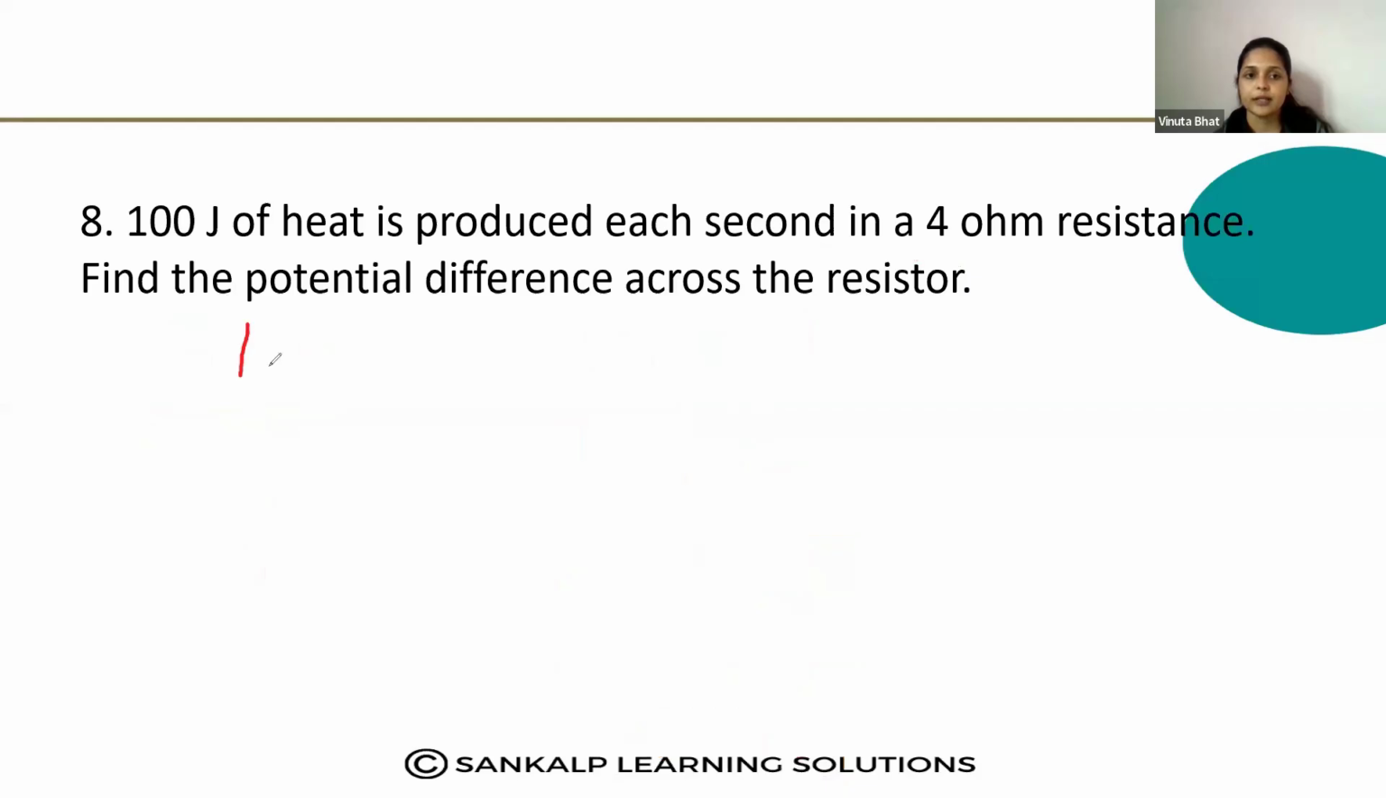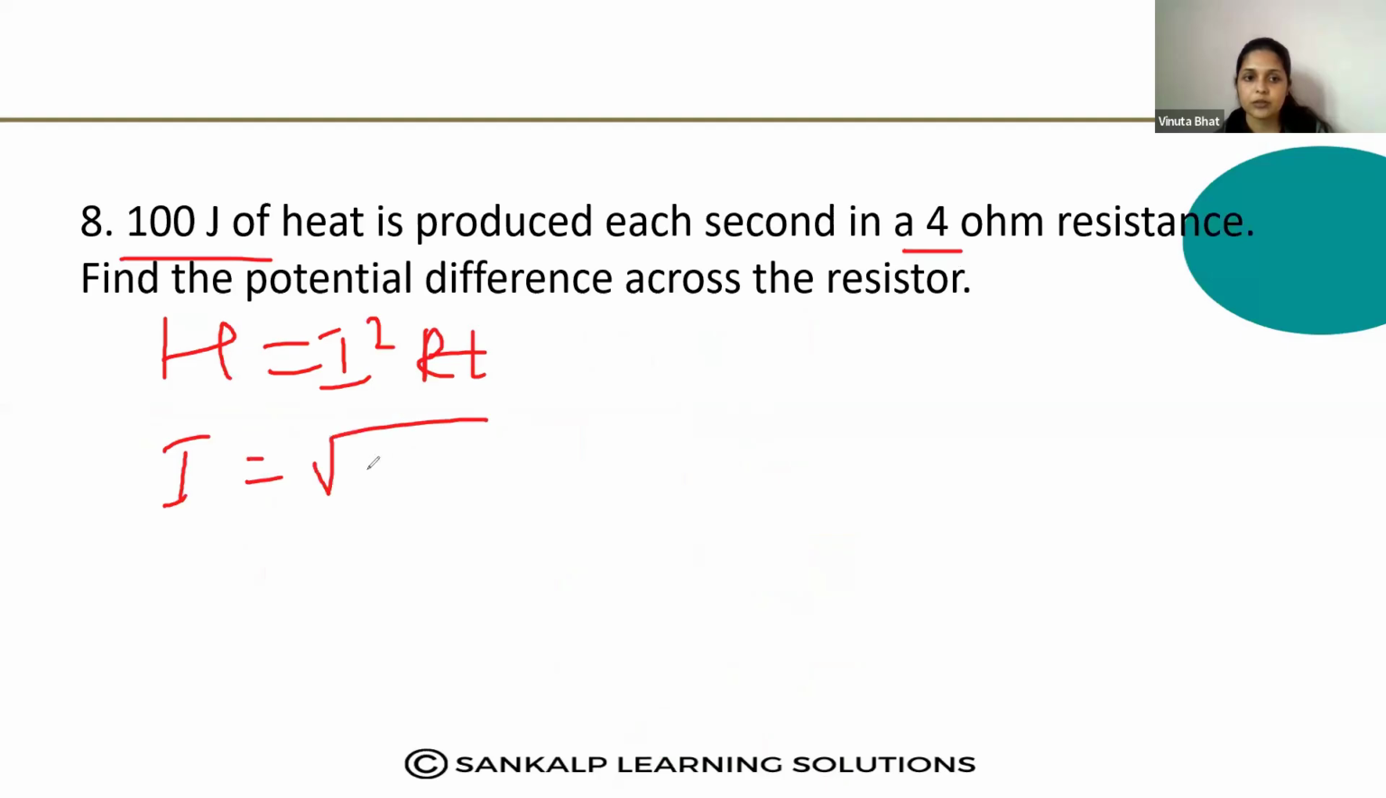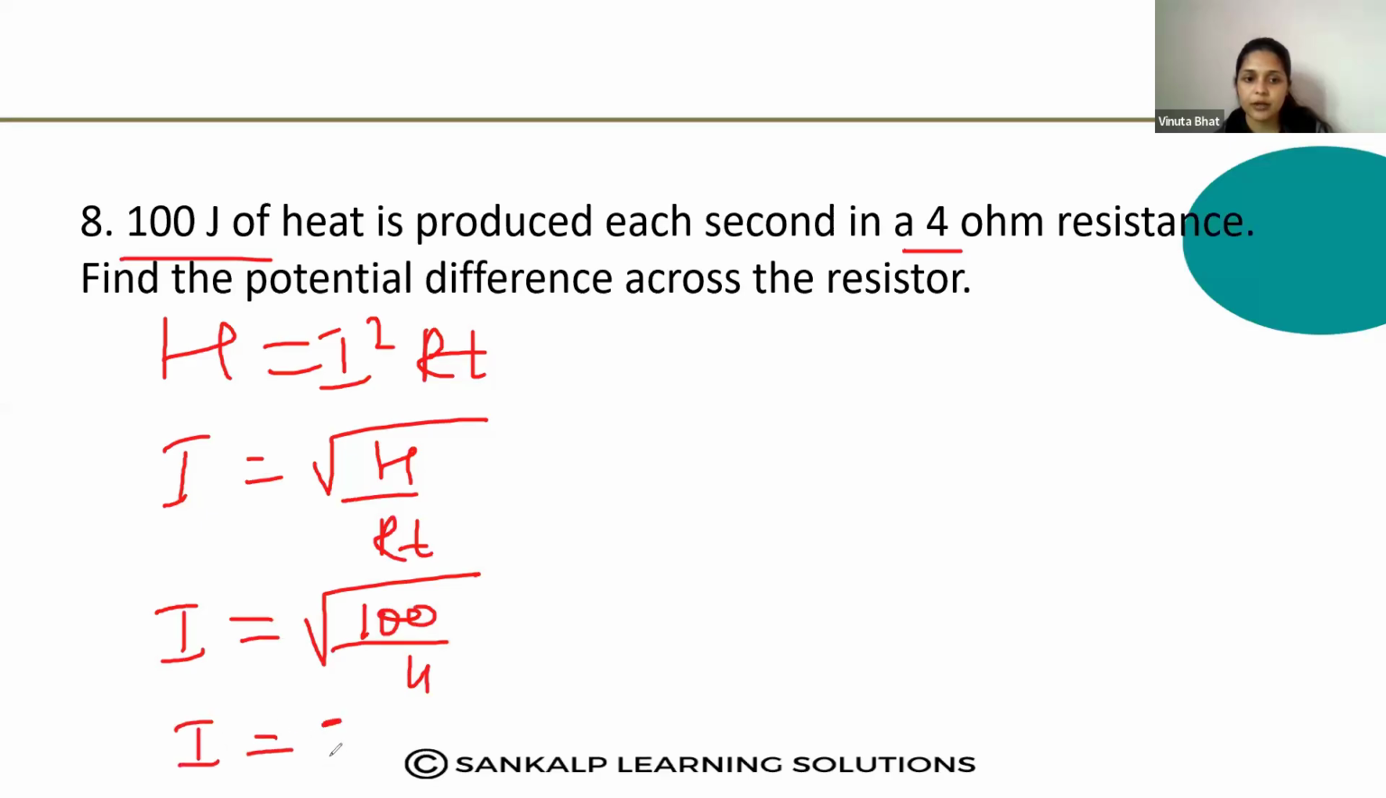What is the value of I? That is 5 ampere. Already we know the value. Once again I will write, please note down the given data. H is equal to I square RT. I is equal to square root of H by RT. I is equal to square root of 100 divided by 4. I is equal to 5 ampere.